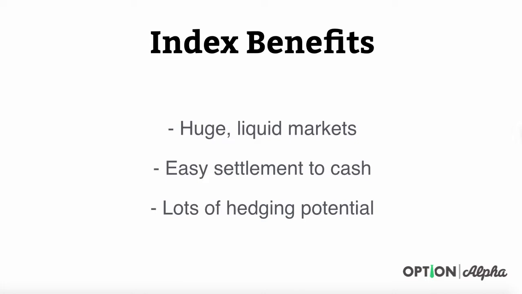The other major benefit is that it gives us a lot of hedging potential, right? We often will use in our own portfolio the SPY or SPX as a hedge against some of our other positions. So if we get a little bit too overbalanced in one area or another, a little bit too bullish or too bearish, we'll come in and use one of the major indexes as a way to hedge some of our positions because it's very liquid, again, easy to get in and out of, and it's settled to cash.